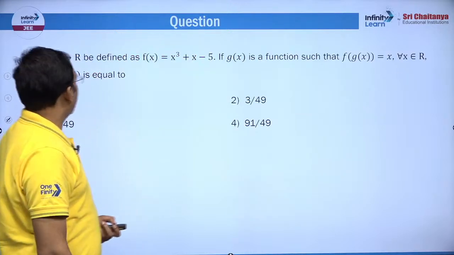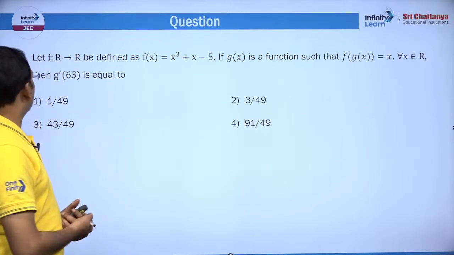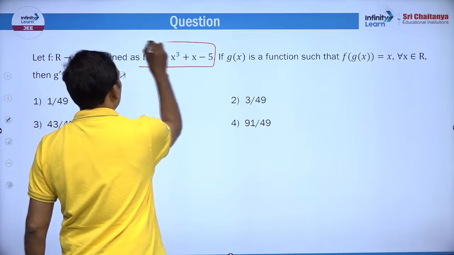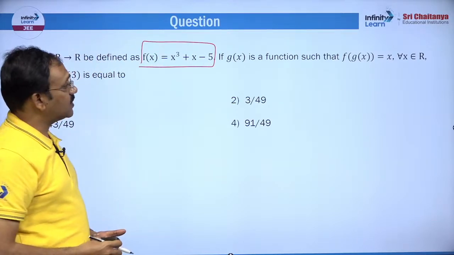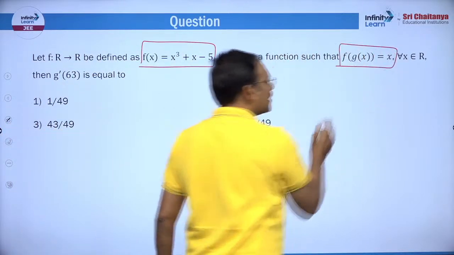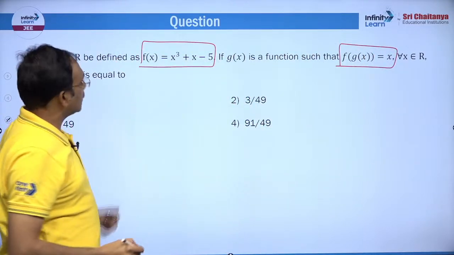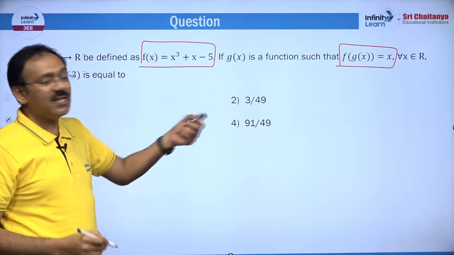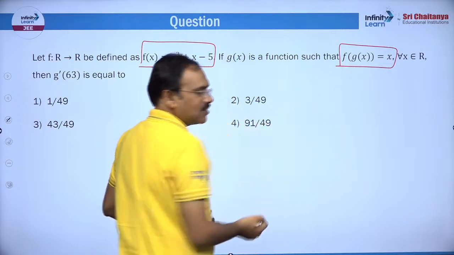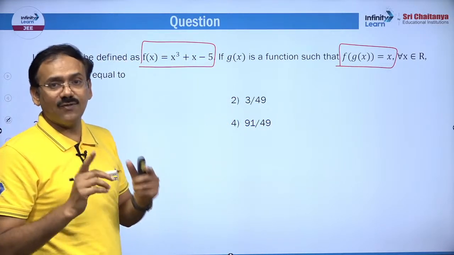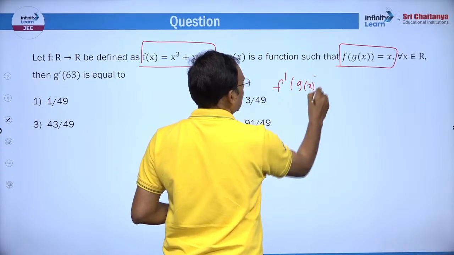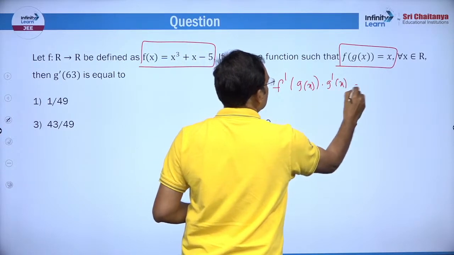Fine. Next, you see the next question. f from R to R is defined by f of x, some cubic expression given. g of x is a function such that g of f of x is equal to x. It is a standard question in derivatives: find g dash of 63. That means g is the inverse of f. First observation: g is the inverse function of f. Take the derivative here: f dash of g of x into g dash of x is 1.